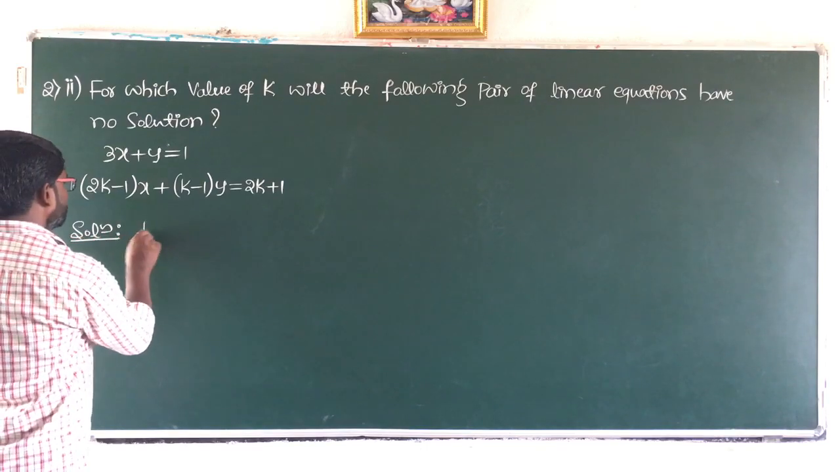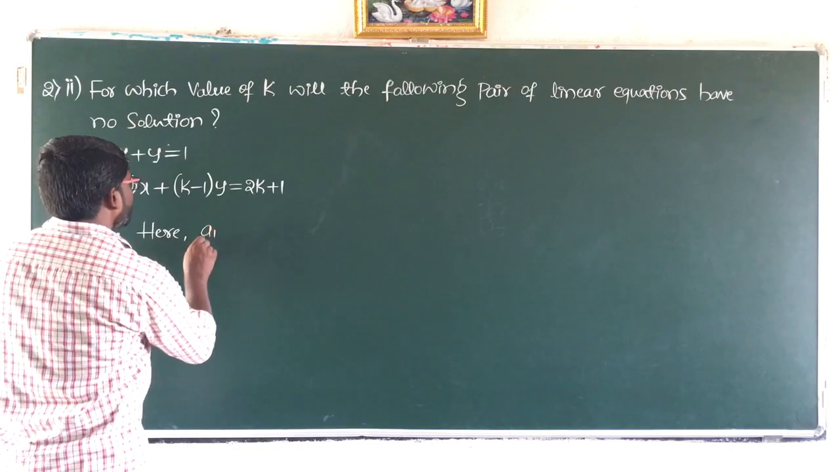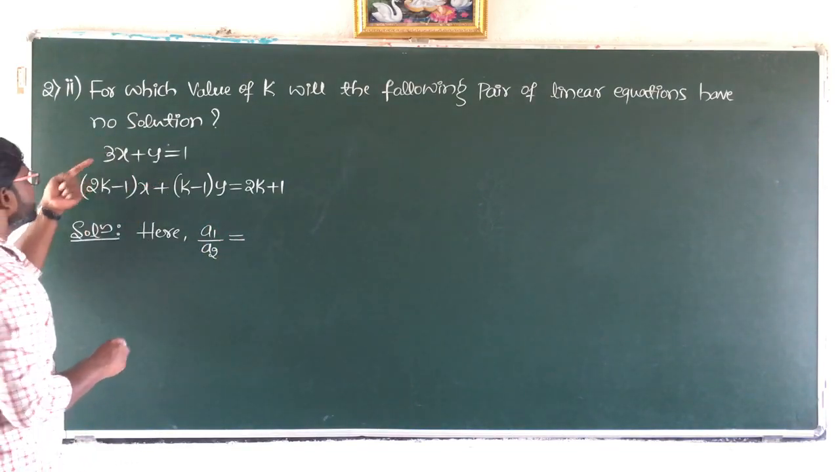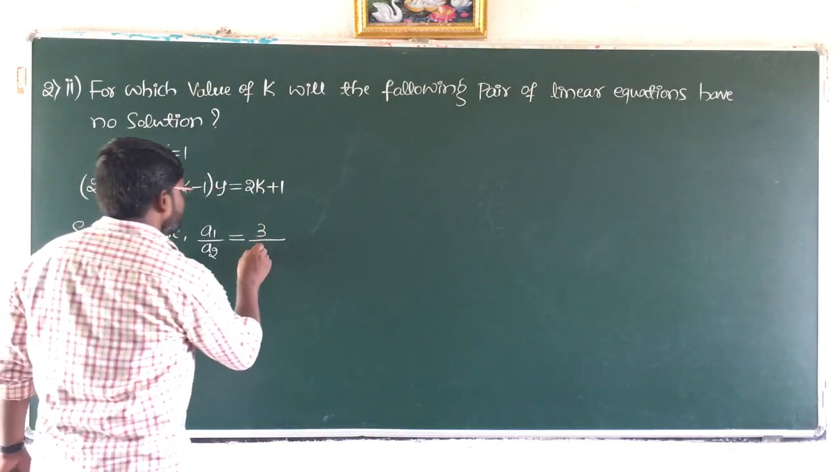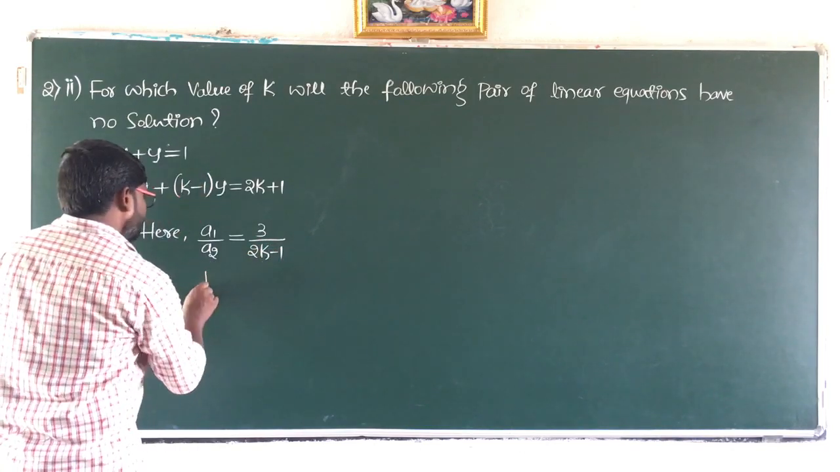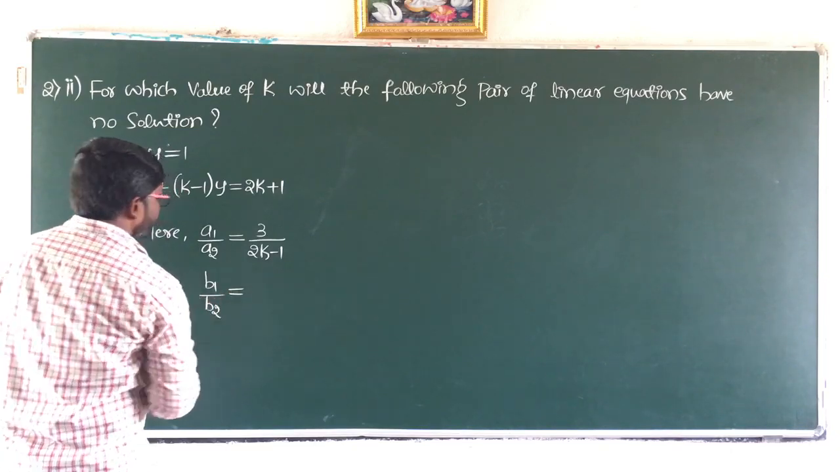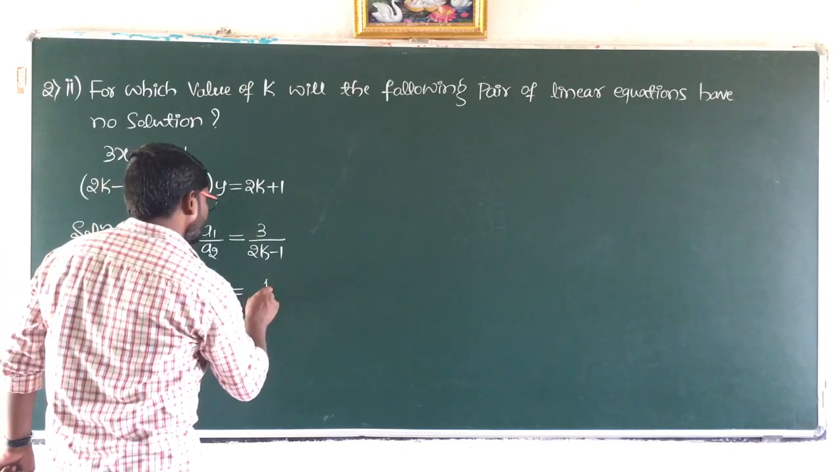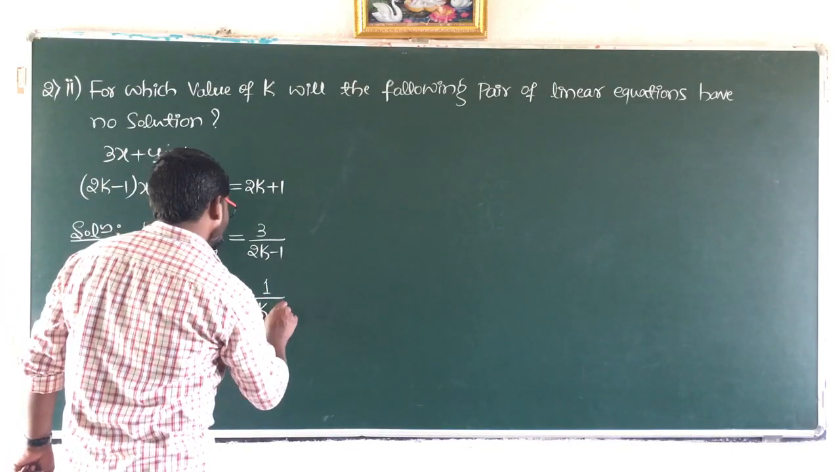So here, a1 by a2 is equal to a1, which is 3, divided by 2k minus 1. Then b1 by b2 is equal to b1, which is 1, divided by k minus 1.